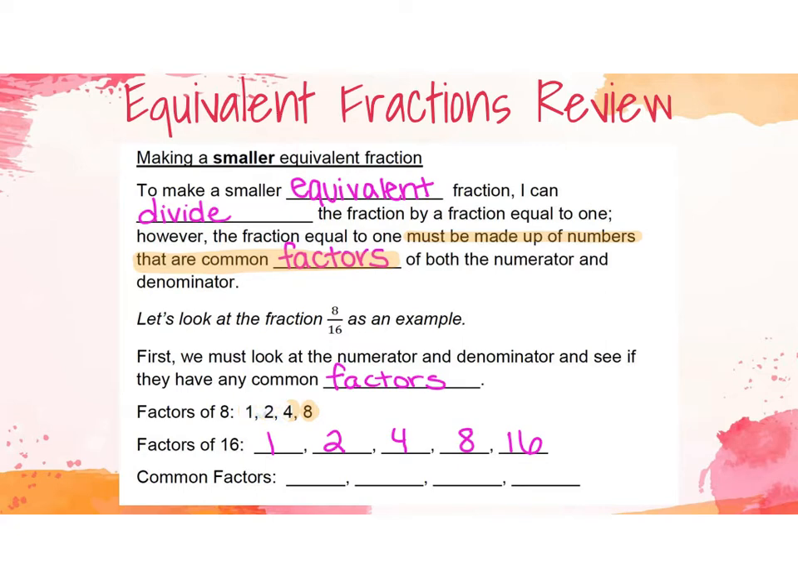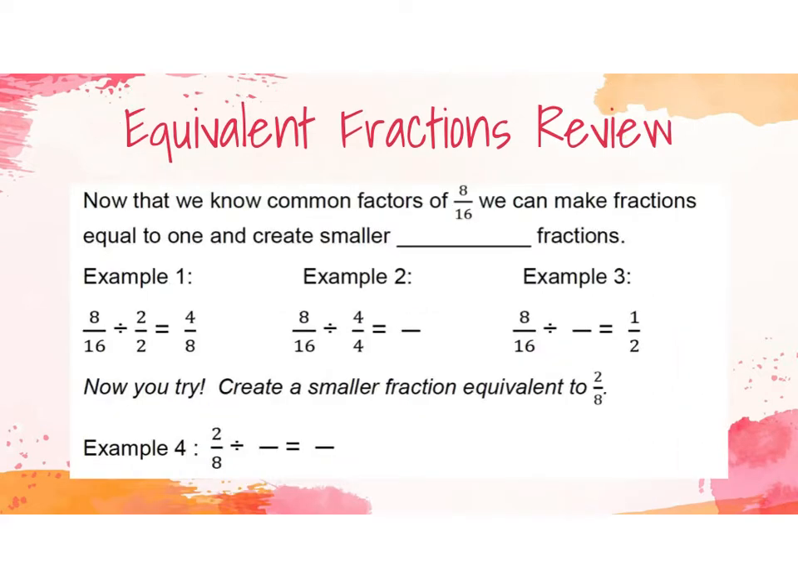Next, we'll look for any common factors between our two numbers. So I see that 1 is a common factor, 2 is a common factor, 4 is a common factor, and 8 is a common factor. So I can rewrite those down below. 1, 2, 4, and 8. Now that we know the common factors of 8 and 16, we can make fractions equal to 1 and create smaller equivalent fractions.